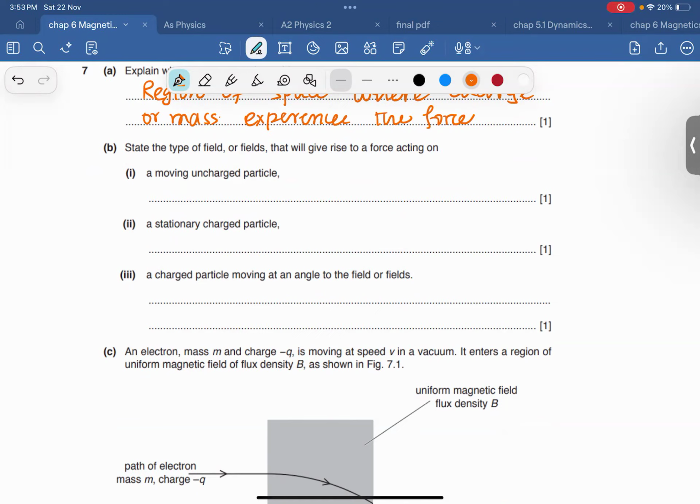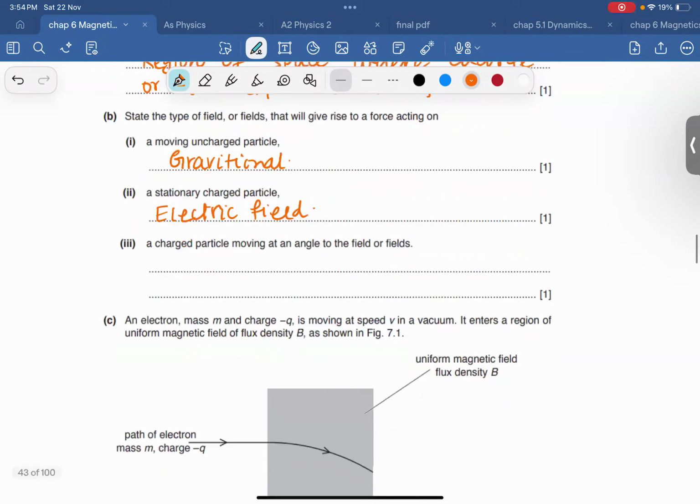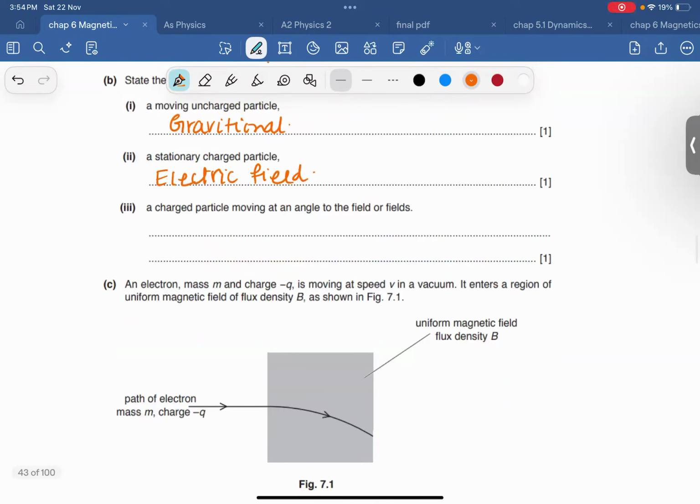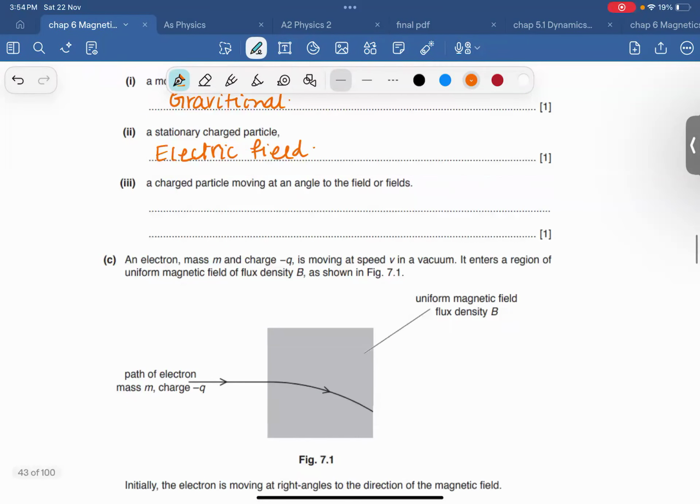State the type of field or fields that will give rise to a force acting on an unmoving uncharged particle. Uncharged particle: that is the gravitational field. A stationary charged particle is for the electric field, and a moving charged particle at an angle to the field is the magnetic field.